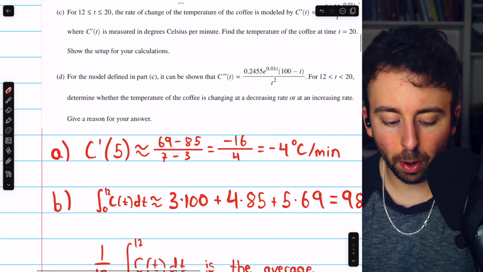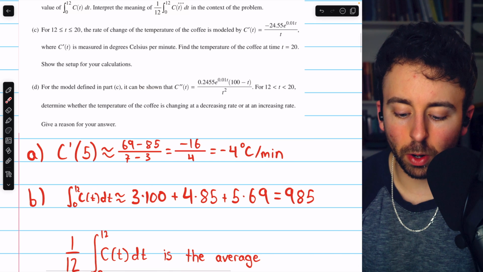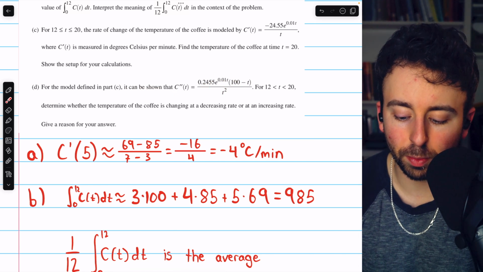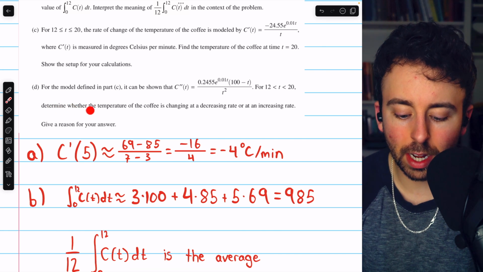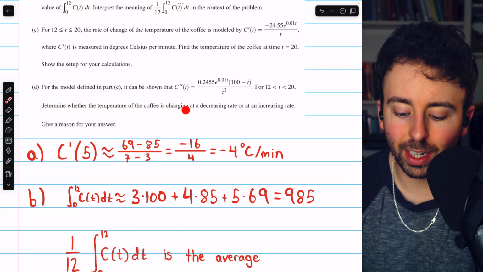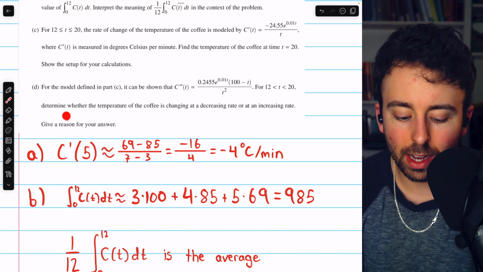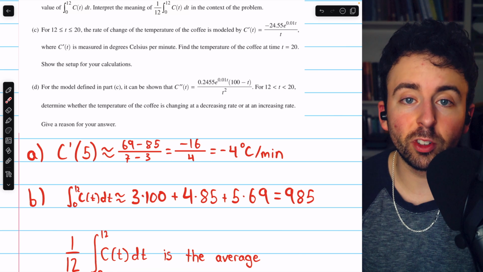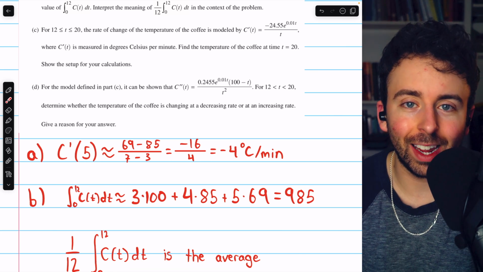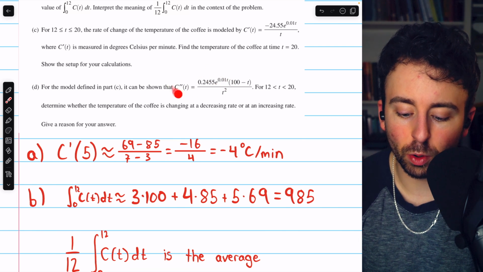Finally, moving on to part D, for the model defined in part C, it can be shown that the second derivative equals this expression here. For t between 12 and 20, determine whether the temperature of the coffee is changing at a decreasing rate or at an increasing rate, and give a reason for your answer. We know that the rate of change of the temperature is described by the second derivative.